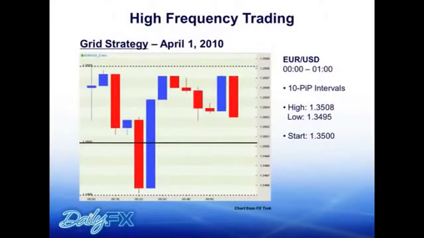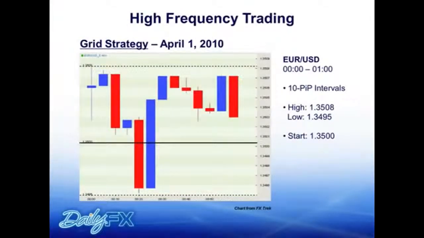So here we just have an example that I made, and this is from April 1st. One thing that we see is it's right around 0 to 100 Eastern time, and price action is really moving up and down right around that 135 level. So initially that will be the level that I'll look to begin.